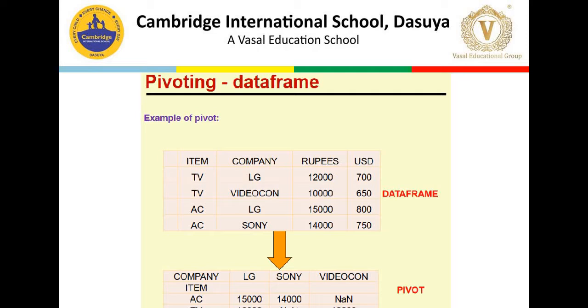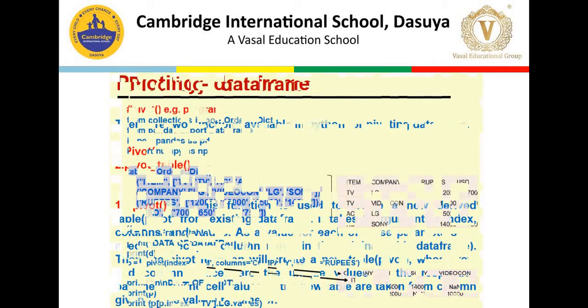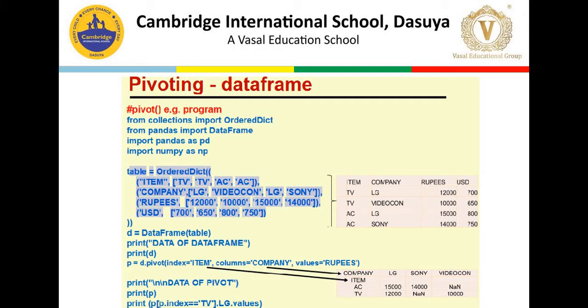So in this example we took items from LG, Videocon and Sony company. The items are TV and AC and their price in Indian rupees and US dollars, and how to represent that information using the pivot. Then we covered that in pivoting we had two functions, pivot function and pivot table. And under the pivot function, we discussed how to represent that bigger data frame, itemized and company-wise information.